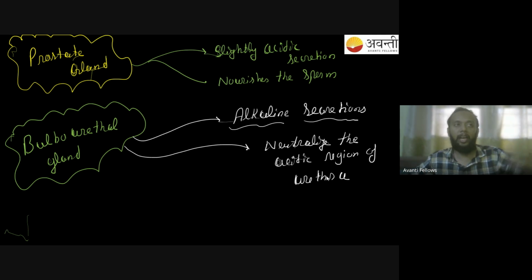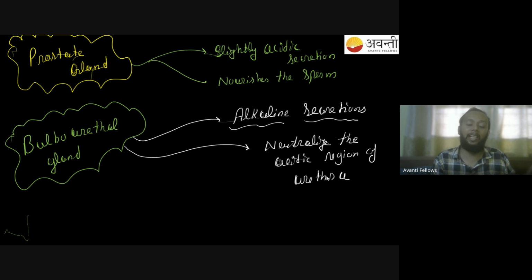I hope you understand. If a urethra is going to be acidic now because of the urine, right, what will happen? That a sperm will not be able to survive. When the sperm will pass from there, they will not be able to survive. So you have to neutralize that area. So you will be finding this neutralization of that particular area will be done because of the bulbourethral gland. So its secretion will make sure that the urethra will get neutralized.